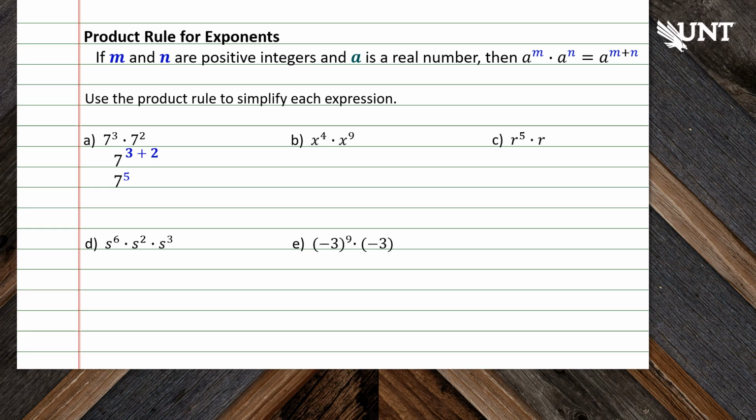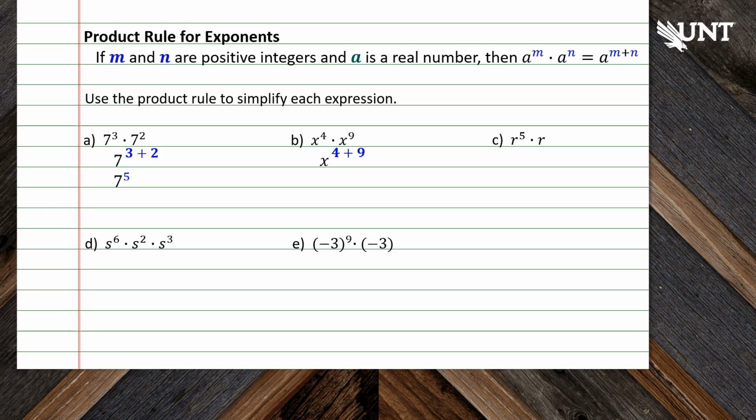For example B, we have x to the power of 4 times x to the power of 9. Again, because the x values are multiplying, we can apply the product rule, which states you keep the base, which in this case is x, and you add the exponents, which are 4 plus 9.